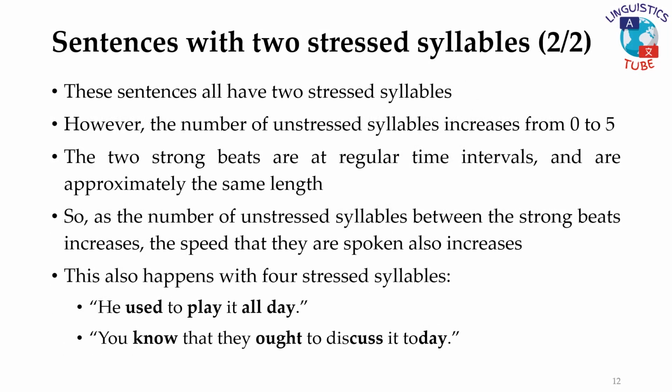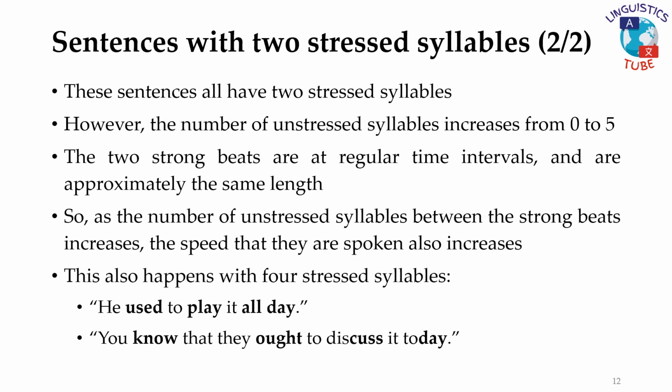All of these sentences have something in common. They all have 2 stressed syllables, even though in the first sentence there are no unstressed syllables, whereas in the 19th sentence there are 5 unstressed syllables. Also, the 2 strong beats, in other words, the 2 stressed syllables, are at regular time intervals in all the sentences and are approximately the same length. Therefore, when there are more unstressed syllables between the strong beats, we must say them faster.